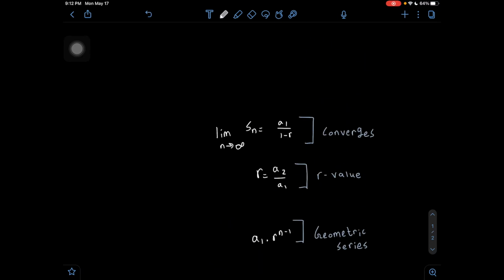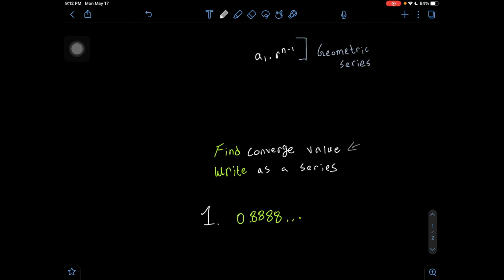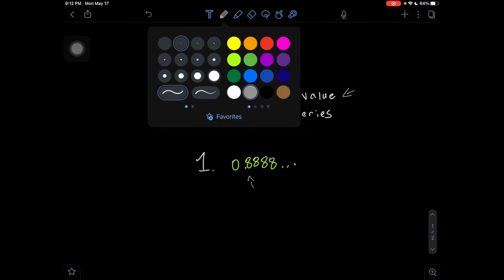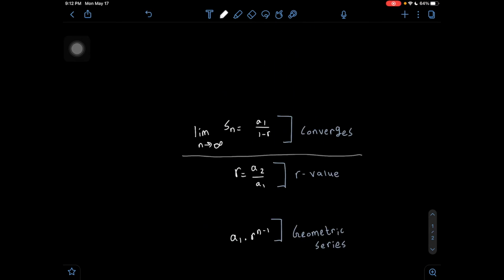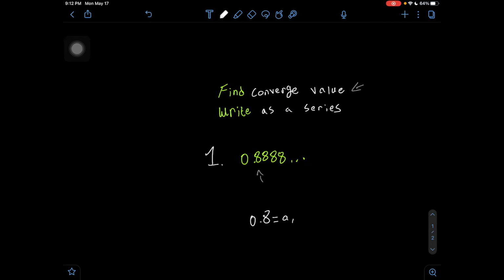We said that the equation is the limit as n approaches infinity of s subscript n equals a1 over 1 minus r. We know that a1 is going to be this value right here. If you represent this value as itself, it's just going to be 0.8 equals a1, right? Now we also need to find our r value, and our r value is a2 over a1. We found a1, now let's find a2.